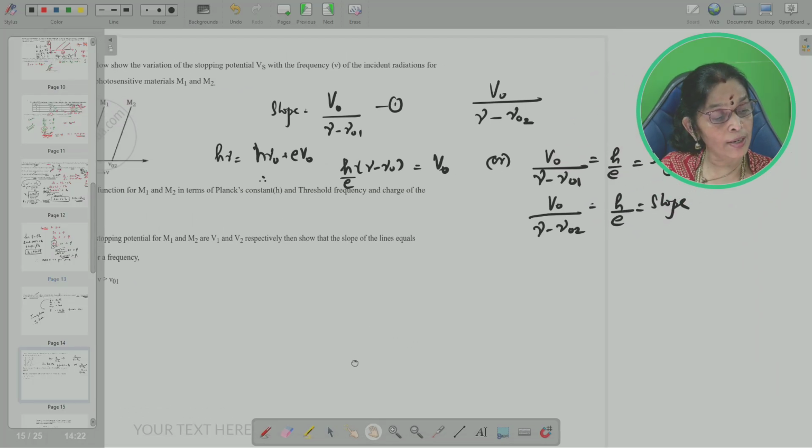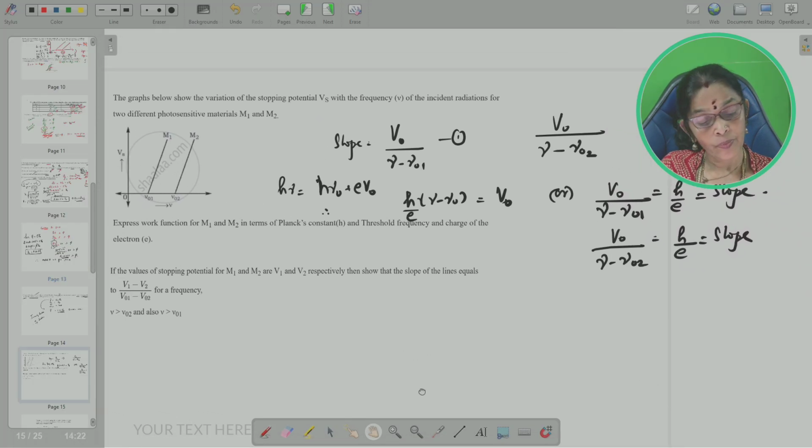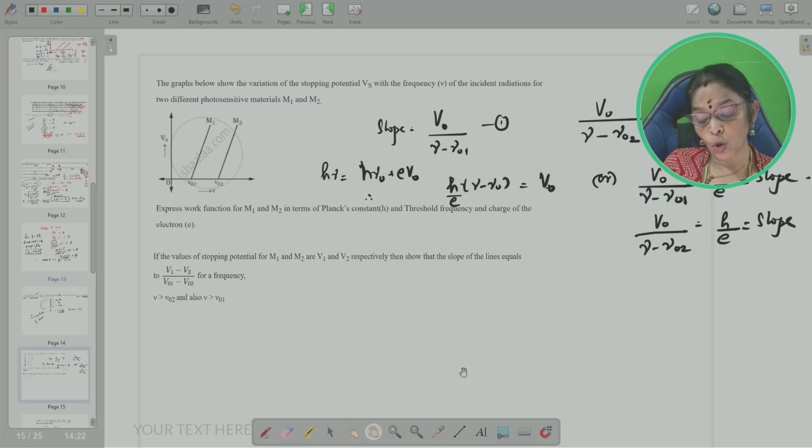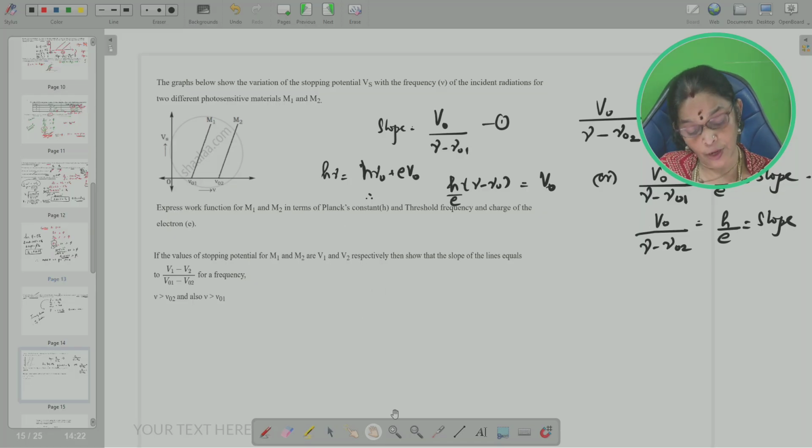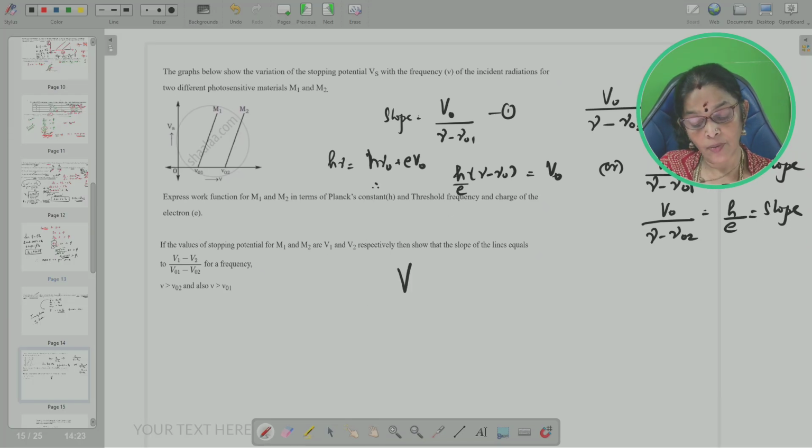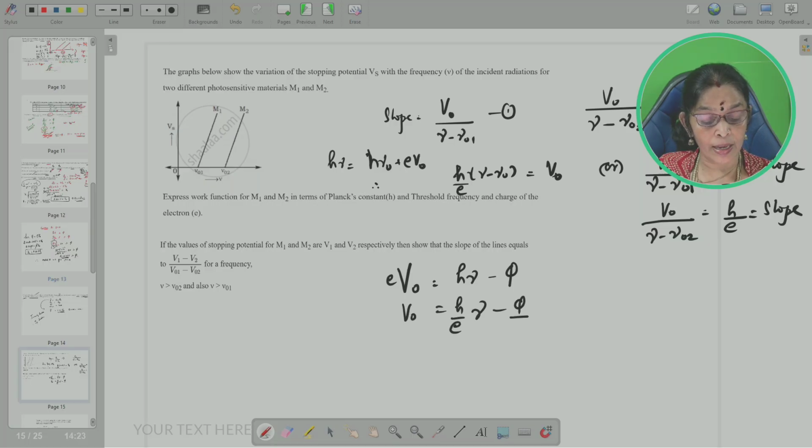So if you want, I will show you that. Got it? So the slope I found out, and h is the Planck's constant, right? So express the work function. Here I have to write the same way: eV naught is equal to h nu minus phi. Therefore V naught is equal to h by e into nu minus phi by e.